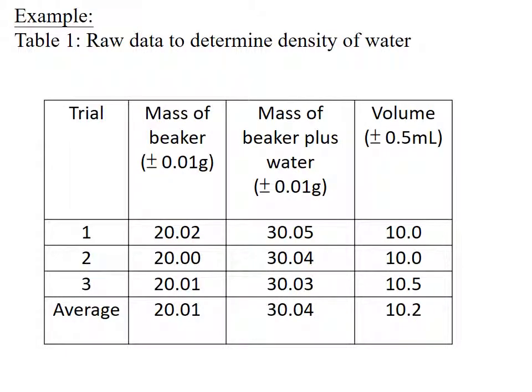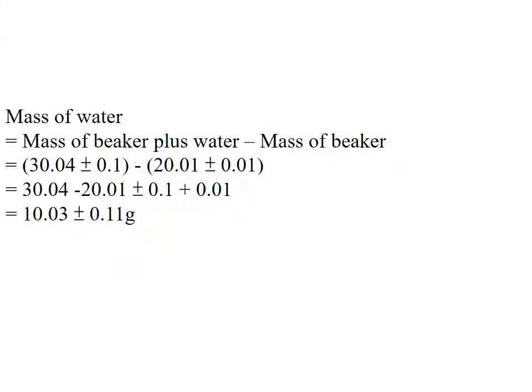Okay, so here's an example, table one, the raw data to determine the density of water. So we have these values here, three trials, an average. We have the uncertainties in each of the variables: volume, mass of the beaker, and mass of the beaker plus water. So the mass of the water will equal the mass of the beaker plus water minus the mass of the beaker.